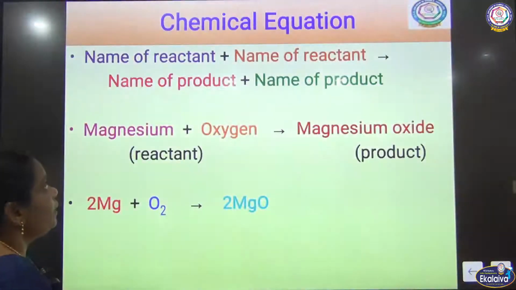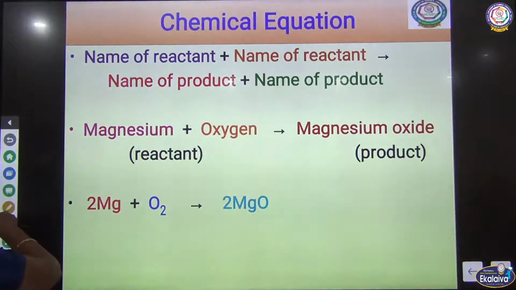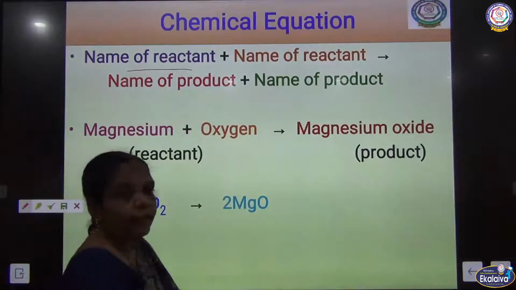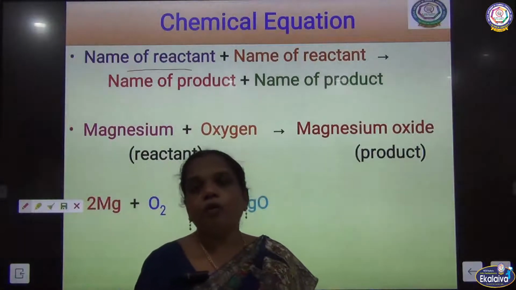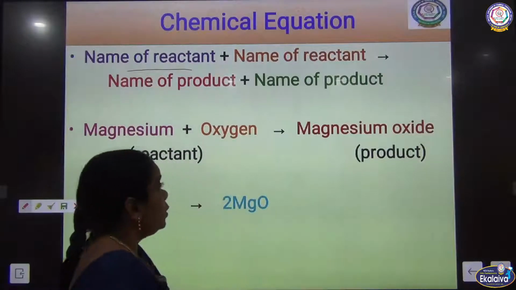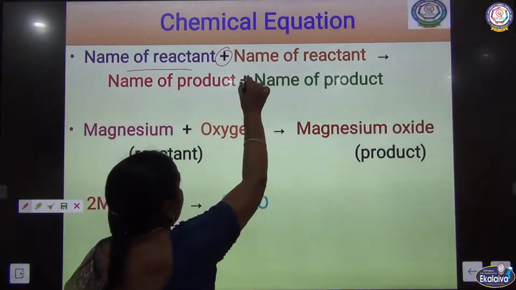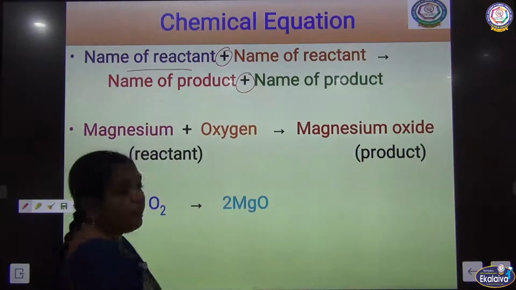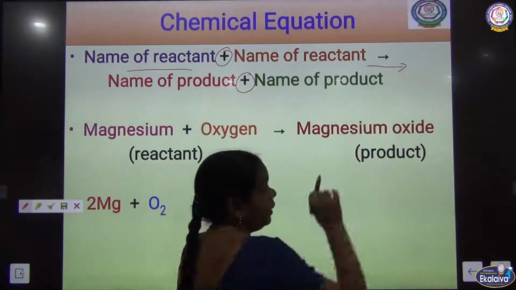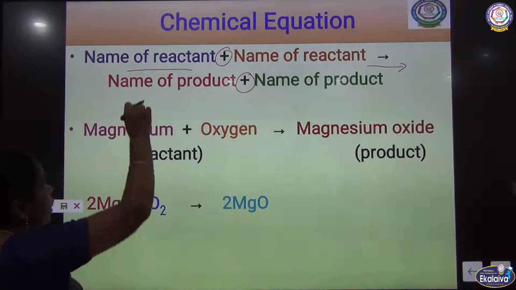Now you can see the chemical equation. So how to write the chemical equation? First we write the name of the reactant. Two or more reactants can be involved to form two or more products also. Understand? Each reactant is separated by a plus sign and each product is separated by a plus sign. The reactants and products are differentiated by an arrow mark, with the arrow head pointing to the products. Now you have to give the names.